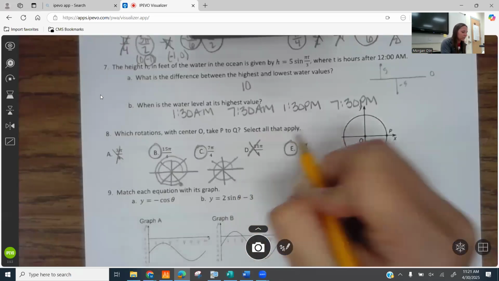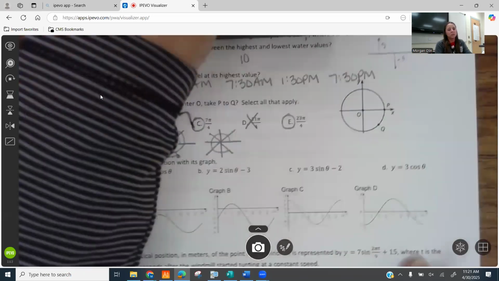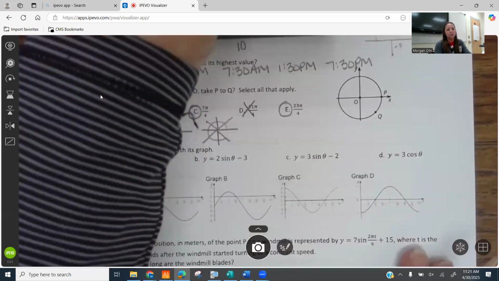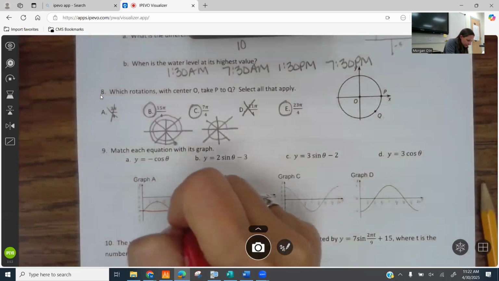So we actually had 3 answers on this one. All right. Now, let's look at number 9. Match each equation with its graph. So this is a matching one. Now, we could start by graphing some of these if we wanted to, but we can also do process of elimination. One of the things I notice is I could go find the midline here.